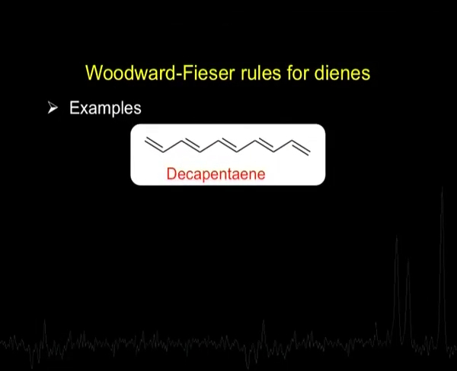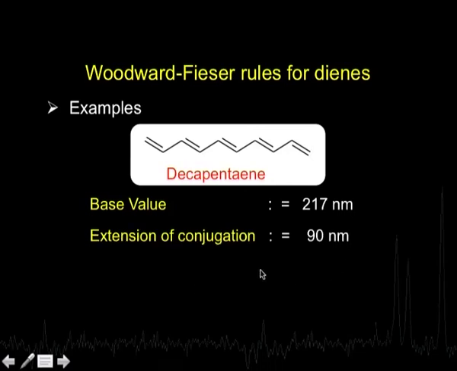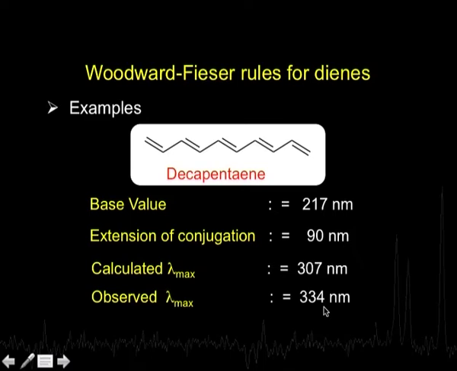Let us take this molecule here. Now, in this molecule, the basic chromophore is the same, then we have 1, 2, 3 extensions of conjugation, and the value will be 217 for the base value, and for extension of conjugation the contribution will be about 90 nanometers, and that will add to give me a value of 307 nanometers, and the observed value happens to be 334 nanometers. So, what you find is, as we go on extending the conjugation till hexatriene, it was fine. When we went to octatetraene, we found that the deviation was there, but when I come to decapentaene, I find that the deviation is large.